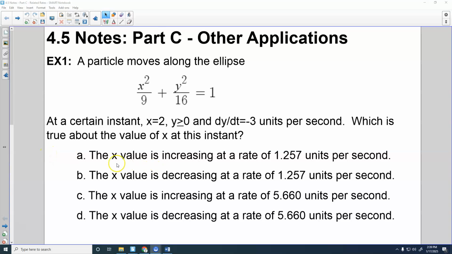Okay, and notice what it tells you here. The value of x is increasing at a rate of this. It's decreasing at this rate. So what are they giving you as answers? Like what variable is that? This is dx/dt. All of these are asking you about dx/dt. So that's what you're solving for here, because your answer choices are talking about the rate that x is changing.